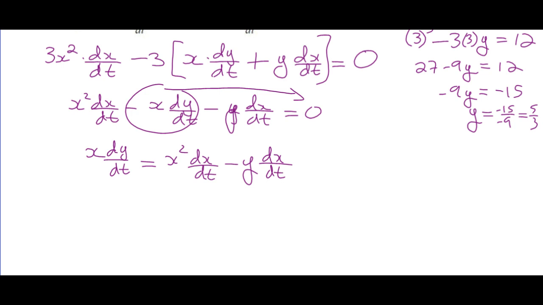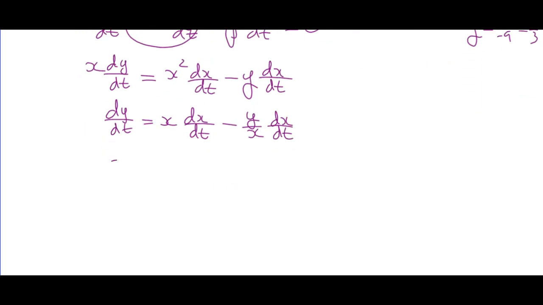So dy by dt, we're going to divide through by x. So this will be x dx by dt minus y over x dx by dt. And if we like, we could factor out, but we don't have to. So at this point, we can just substitute in. So we're trying to find dy by dt. Okay, and what do we know? So we know when x is equal to 3, and dx by dt is 6.